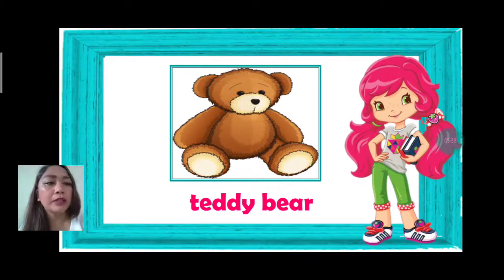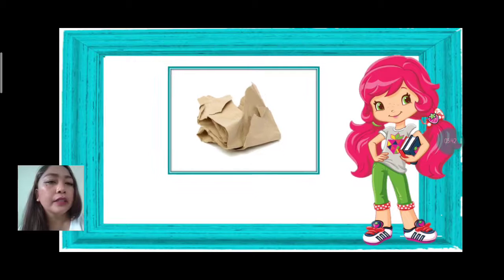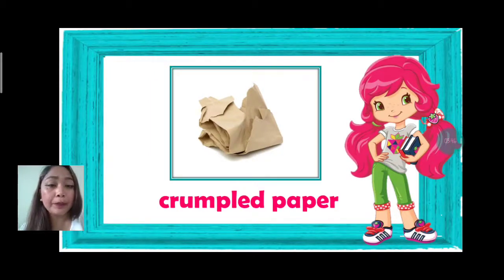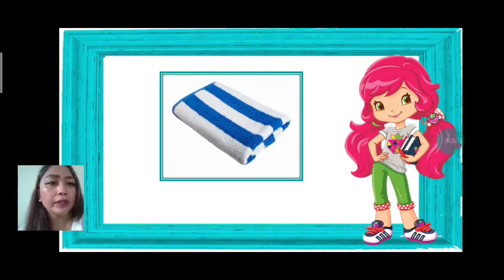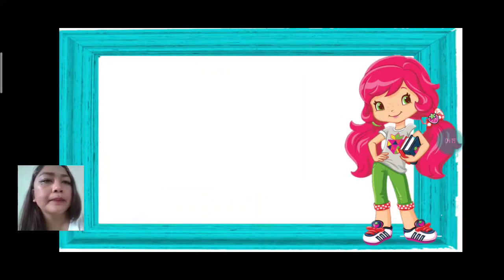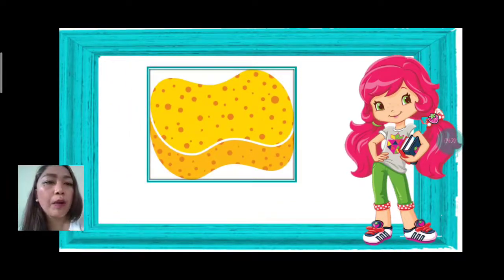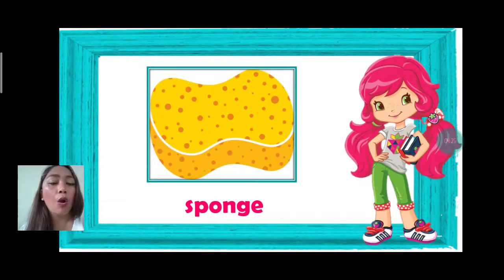Again, absorbent materials. Next we have crumpled paper. Let's spell crumpled paper: C-R-U-M-P-L-E-D P-A-P-E-R. Crumpled paper is absorbent. Next we have towel. Let's spell: T-O-W-E-L. Towel. Towel is an absorbent material. Next we have sponge. Let's spell: S-P-O-N-G-E. Sponge. Sponge is an absorbent material.